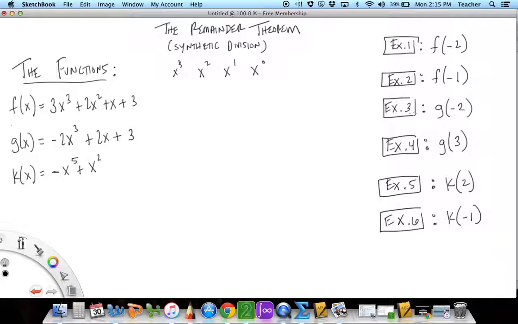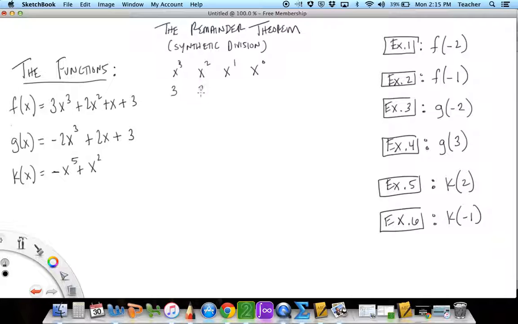All right. My next thing I'm going to do is write the coefficients that are in front of each one of these terms. So in this case, the coefficient in front of x to the third is 3. Now that also has a name, the leading coefficient, because he's the one in front of the highest term. Okay, so that is 3.